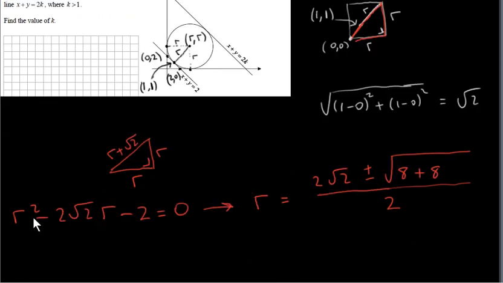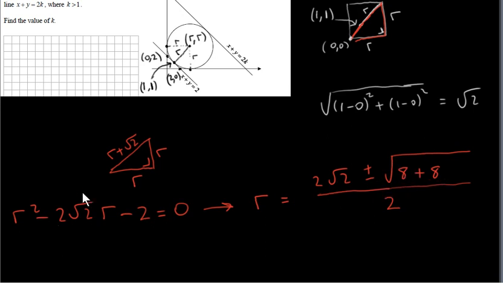Now I've just changed all the signs just to make it a bit easier to read and to plug the values in, but you don't have to change the signs. So b is minus 2 root 2. It's the coefficient of r. So minus b is plus 2 root 2, plus or minus the square root of b squared minus 4ac.